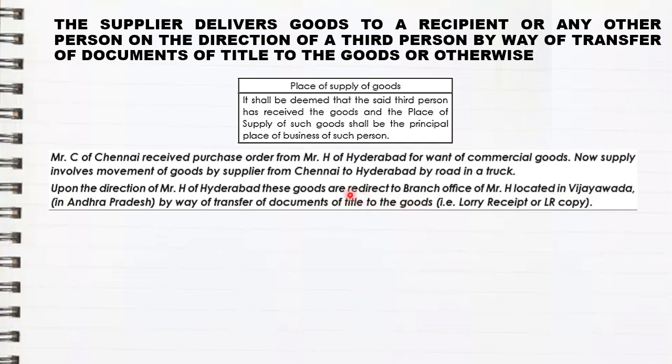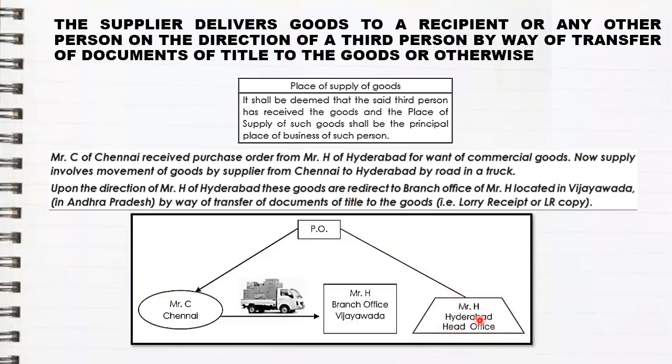So now here what happened is, let us take the same example in graphical form. Mr. H from Hyderabad gave a purchase order to Mr. C of Chennai to give goods to him. But before sending the goods, he informed them to send the goods not to Hyderabad but to Vijayawada, that is his branch office. So now here there are three parties involved: the supplier, the recipient, and the third person who made the order. So in that case, according to the rule of third person, the place of supply will be that place where the third person is residing.